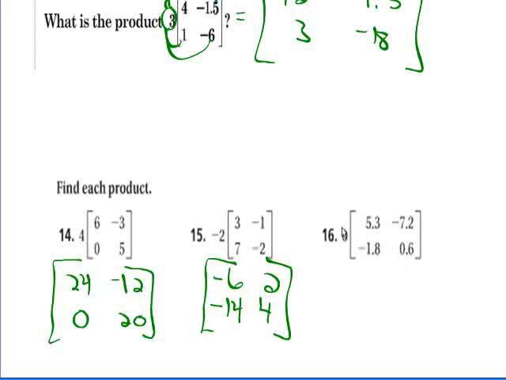Alright, 0 times anything in here, so 0, 0, 0, 0. Okay, we want to make sure that we are writing our matrix, even if it's all zeros. It does have a solution. The solution is all zeros.